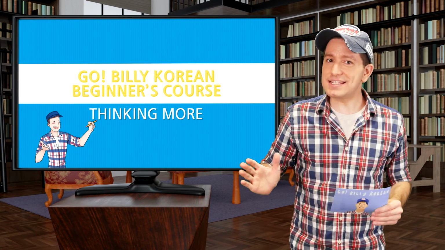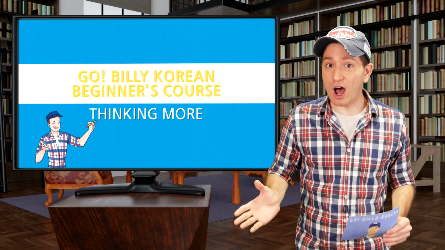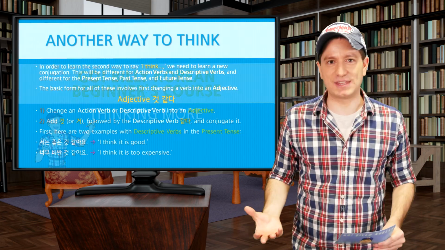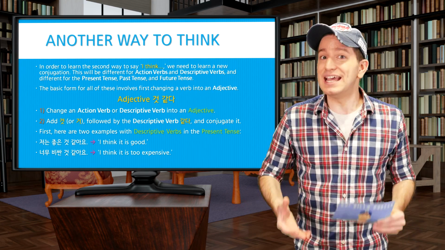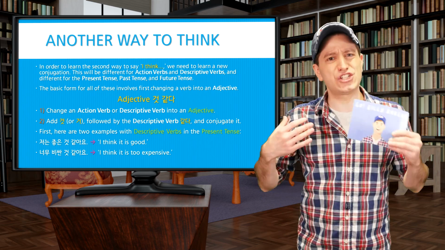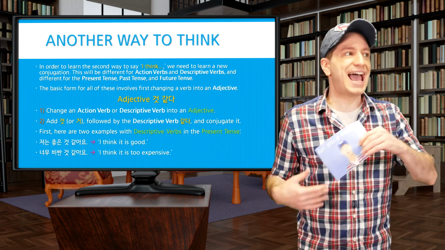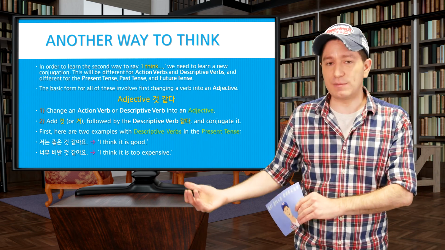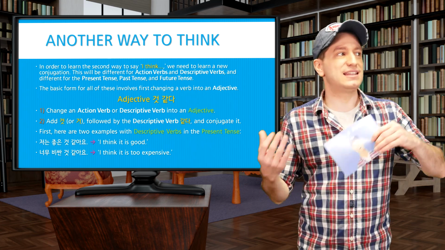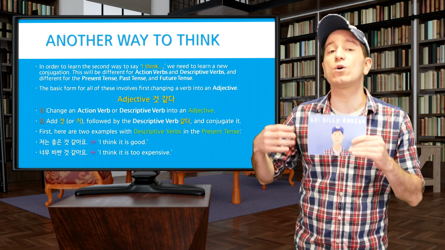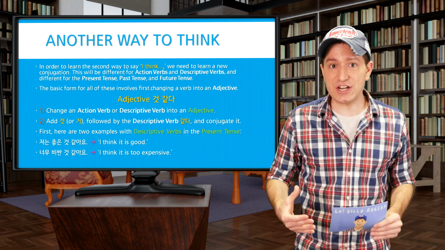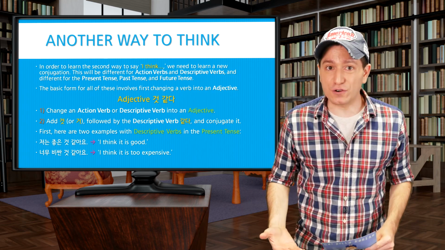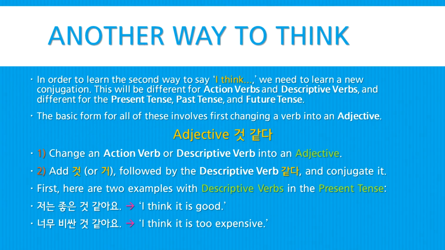Welcome back. In this lesson, we're going to learn another common way to say that you think something, and we're going to need to learn a new kind of conjugation. This conjugation will actually change whether it's being used with an action verb or a descriptive verb, as well as whether that verb is in the past tense, the present tense, or in the future tense. But the basic form of this new conjugation is that you're changing a verb into an adjective.